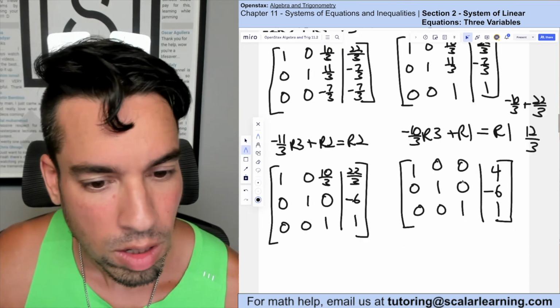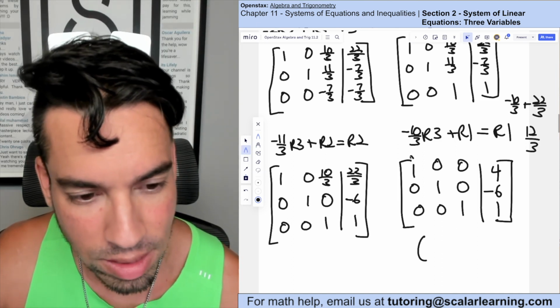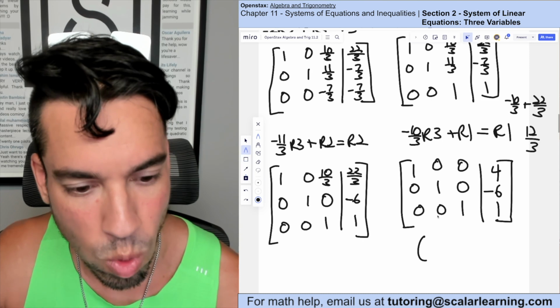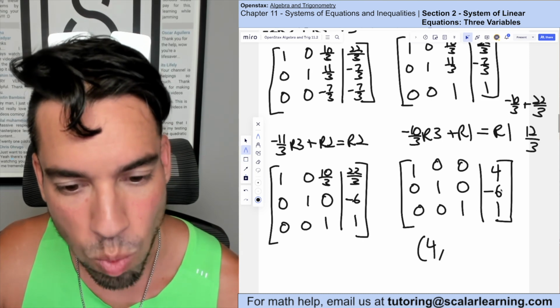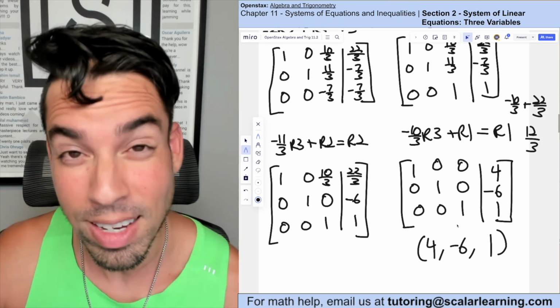So now, if we write this in coordinate format, right, we got our 3 answers. The top is the x, and that again lines up with that being a 1x. So we got 4. The y is a negative 6, and the z is 1. That's how you do it.